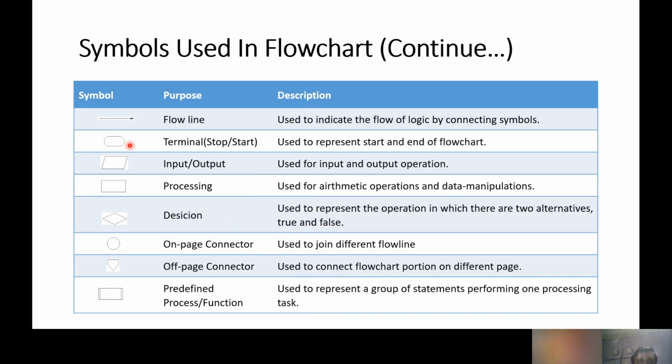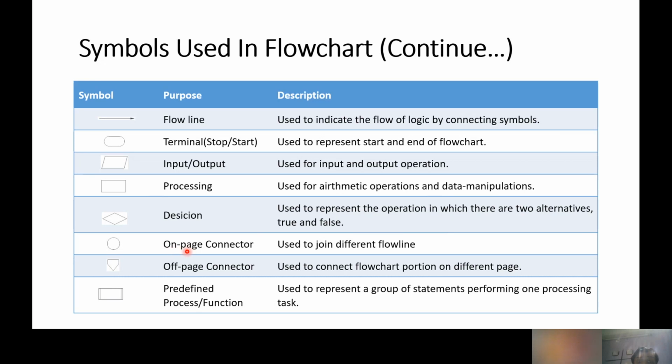Right? Now this is the input or output symbol, used for input or output operations. Second, the processing symbol is used for arithmetic operations and data manipulation. This is the decision making symbol, used to represent the operations in which there are two alternatives, true or false, right? So the output of this one may be either true or false.